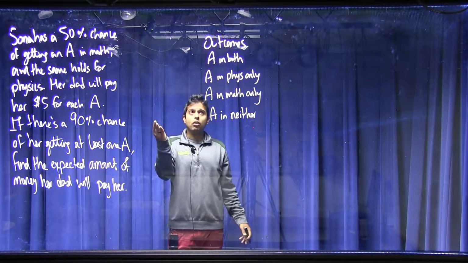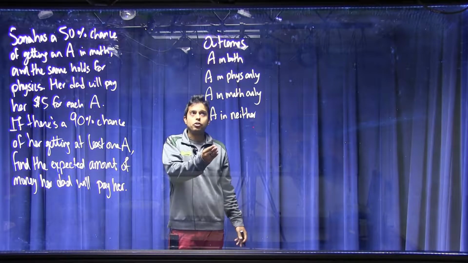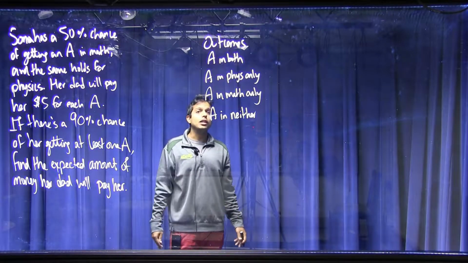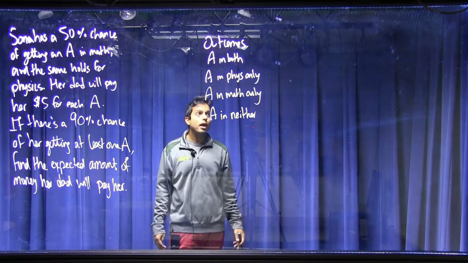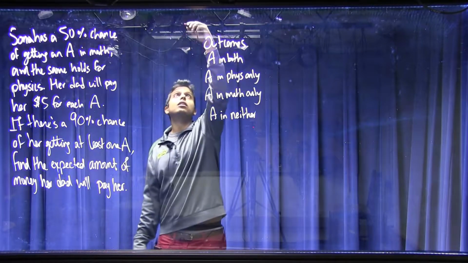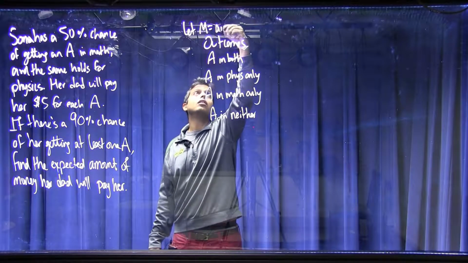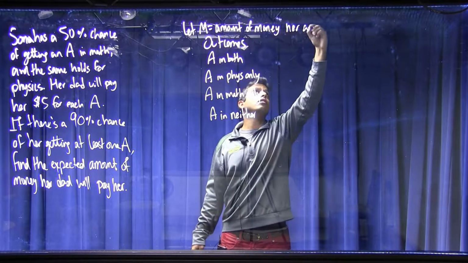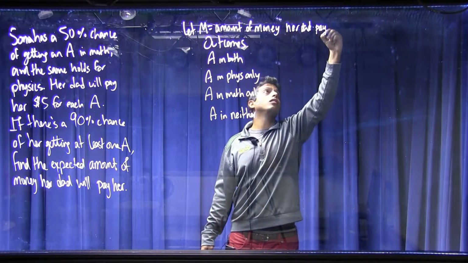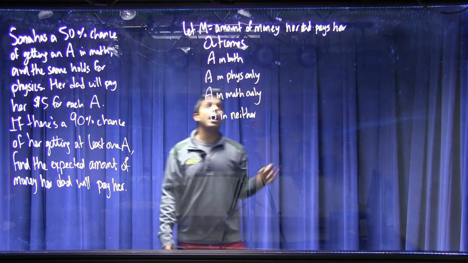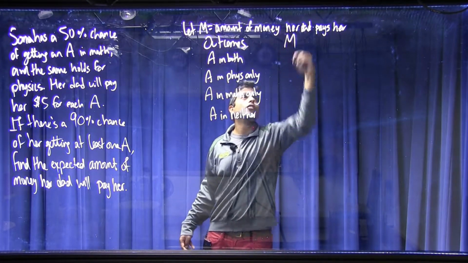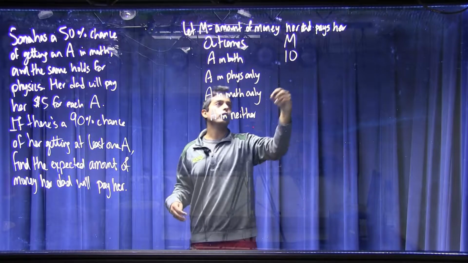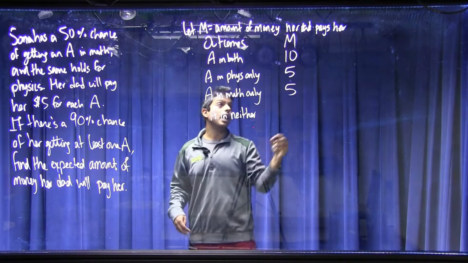Alright, so now for each of the outcomes, we have to assign a number to it. That's the random variable part. So before we do that, let's actually define a random variable. So let's maybe let M be the amount of money her dad will pay her. Alright, so now we can actually write M over here and fill it in with these values. So if she gets an A in both, she'll get $10. If she gets an A in physics only or in math only, she'll get 5. And if she gets an A in neither, she'll get 0.